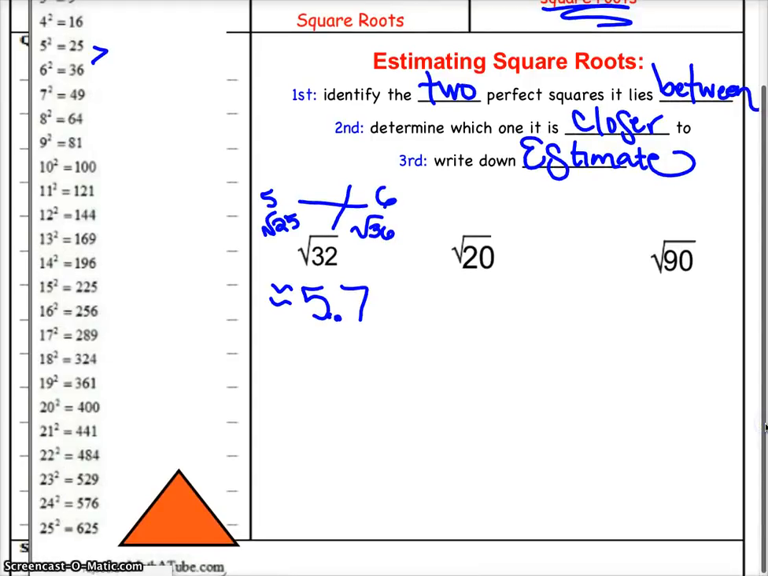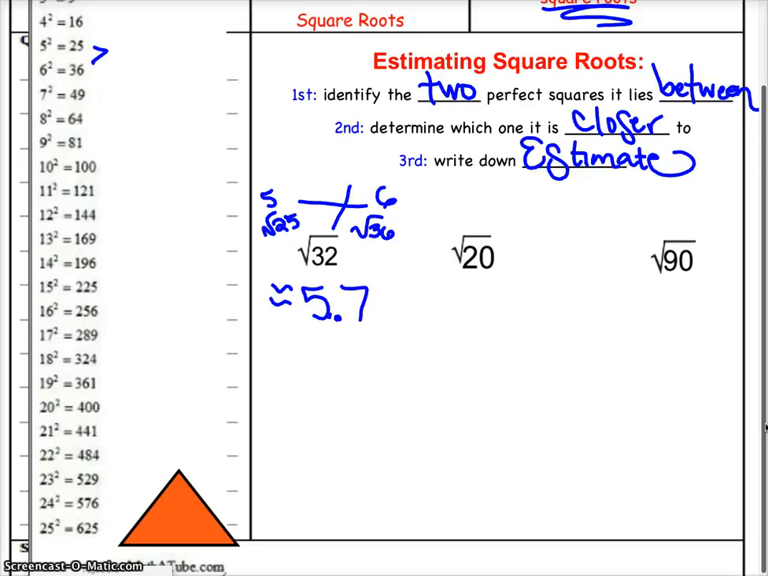Wait, how did you just find 5.7 for that? Because what I did is I identified the two perfect squares. It lies between the square root of 25 and the square root of 36. The square root of 25 is 5, square root of 36 is 6. Yeah, but what do you divide 32 by? I don't divide it. I just did the square root. I pushed the square root button on the calculator, and that calculates it.